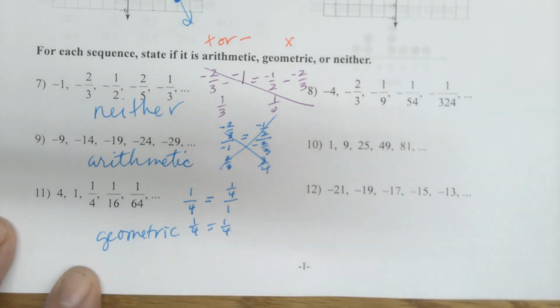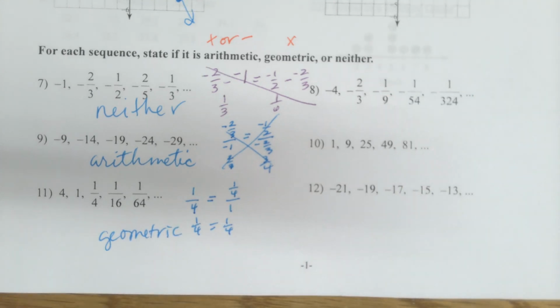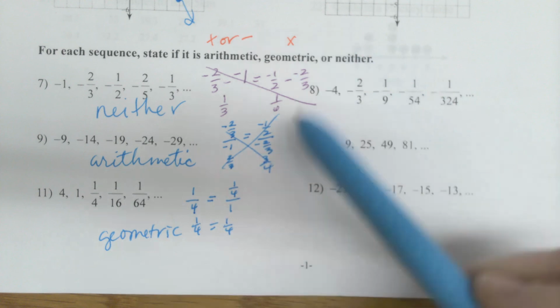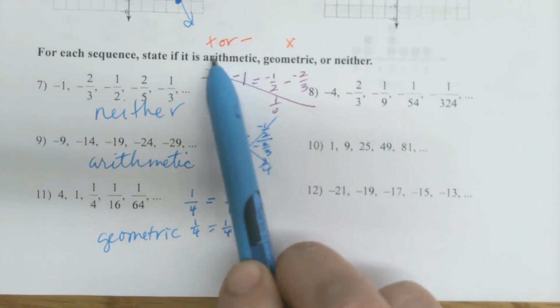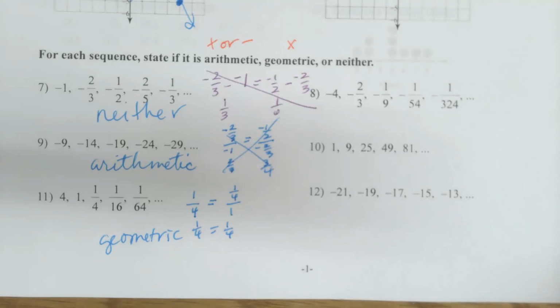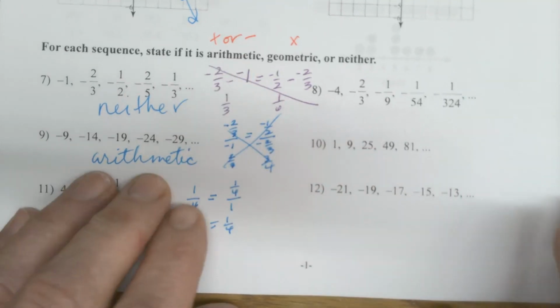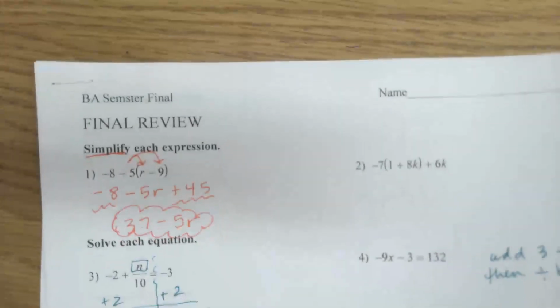Those were kind of some harder ones, so just keep that in mind, but those are the kind of checks that you do. If it's arithmetic, add or subtract. Geometric, multiply. Okay, good.